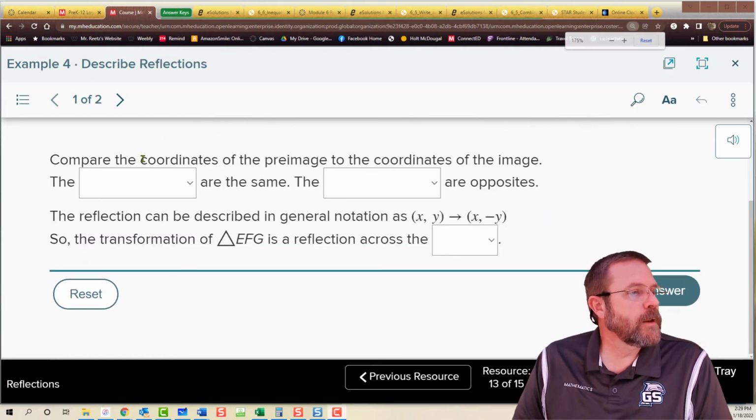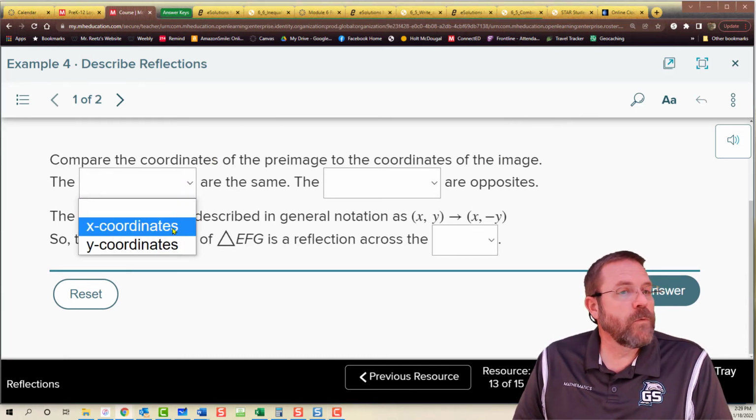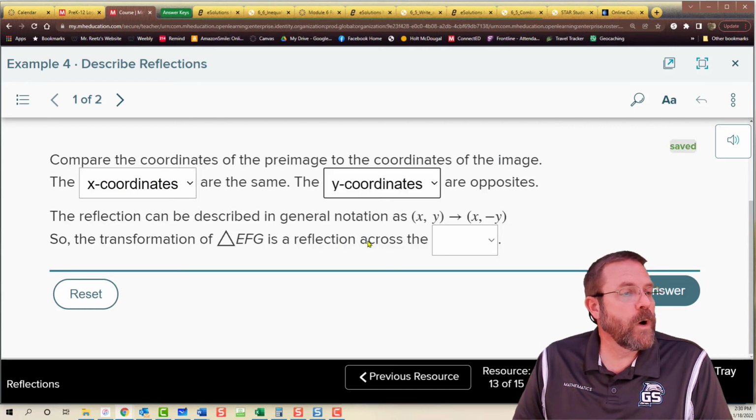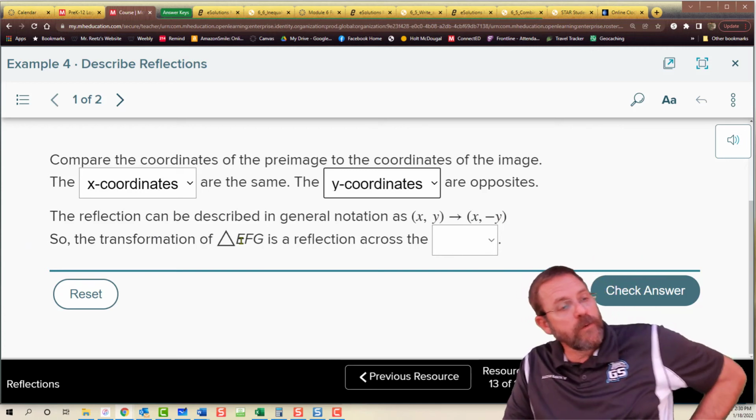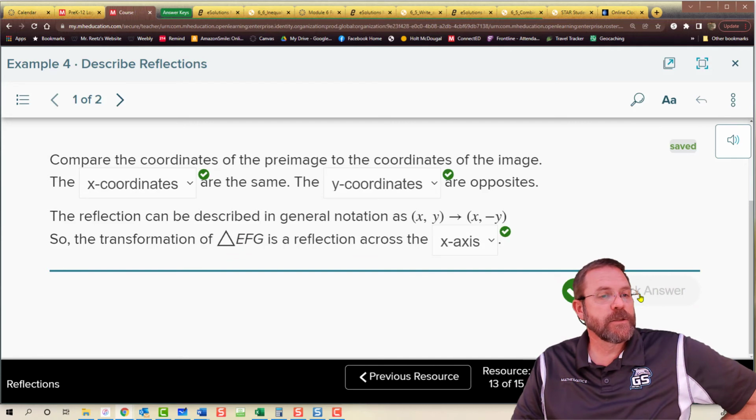So we're going to compare the coordinates of the preimage to the coordinates of the image. The x-coordinates are going to be the same. The y-coordinates are opposites. The reflection can be described with the notation (x, y) goes to (x, -y). So the transformation of triangle EFG is a reflection across the x-axis. Check your answers. That's all there is to it.